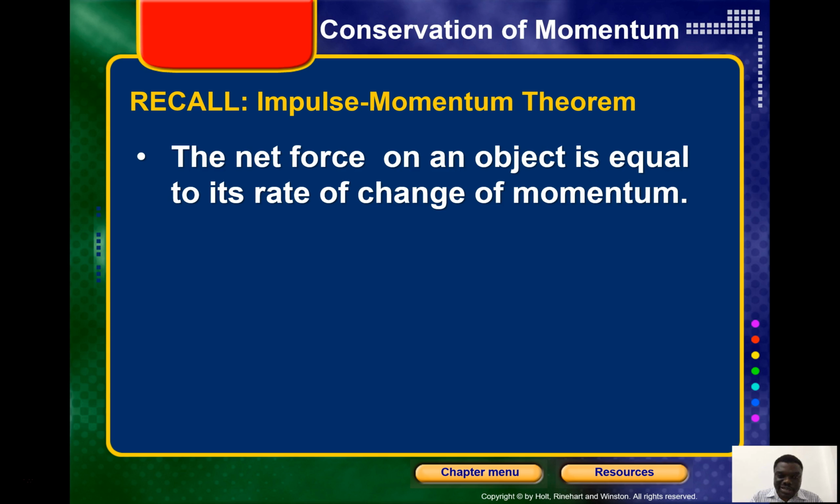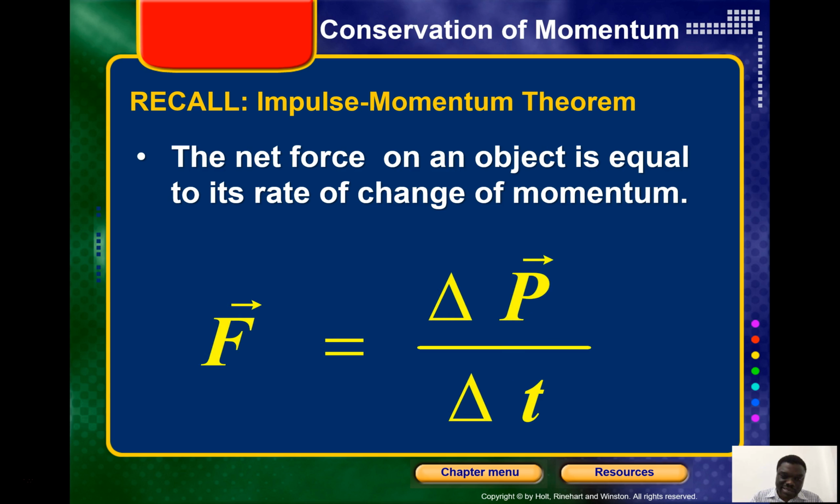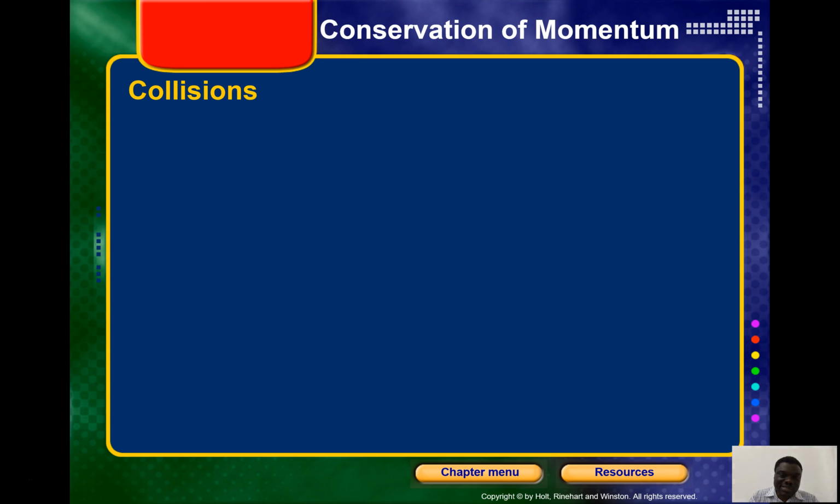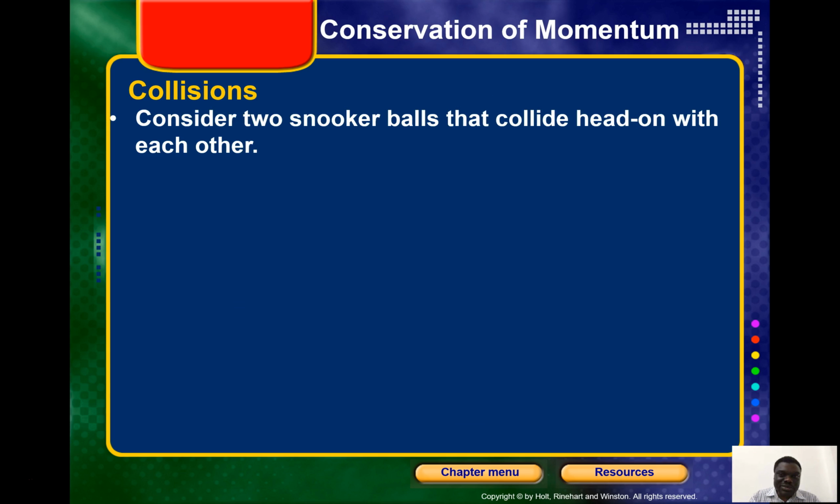So if we write it in equation form, we have F equals delta P over delta T, where delta P is the change in momentum of the object. That is the impulse-momentum theorem, which we learned already last week. Now, let's consider the case of collisions. That is when objects collide.